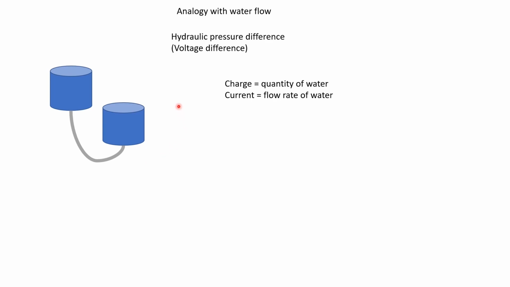We can say that the quantity of water is similar to charge in an electrical circuit, and the rate of flow of water is analogous to the current in an electrical circuit. And what would be a resistor in the case of this analogy in a water system? So the resistor is the tube. If the tube is big and water can flow through it easily, then we can think of it as having very low resistance. It's like a conducting wire.